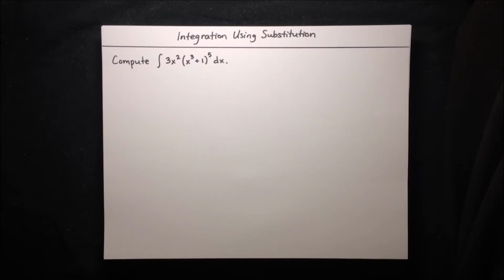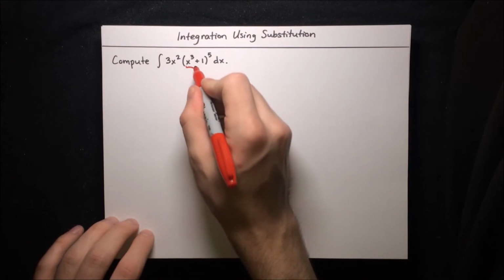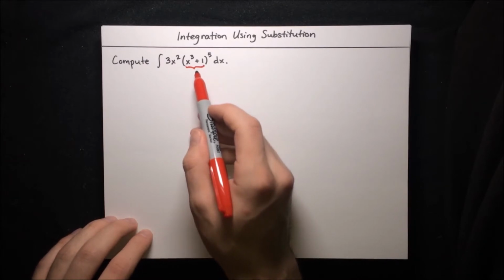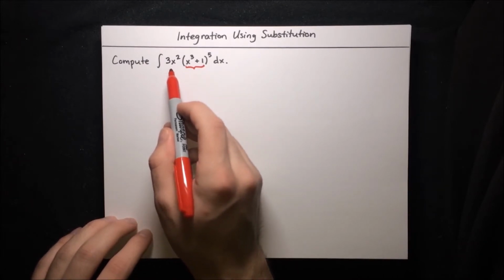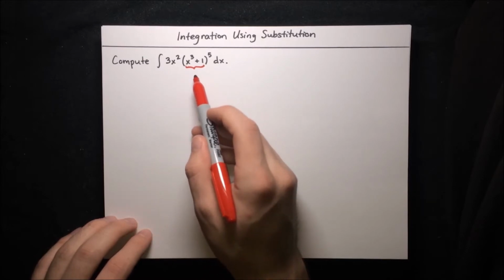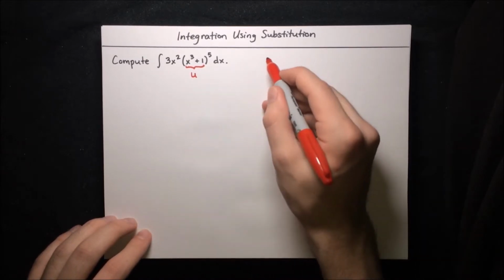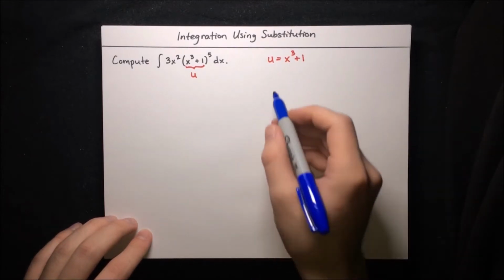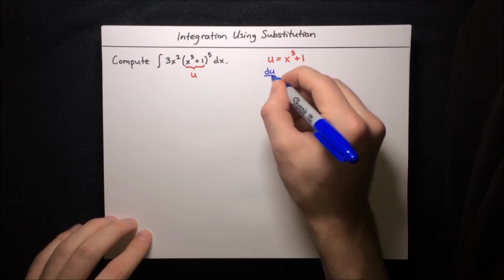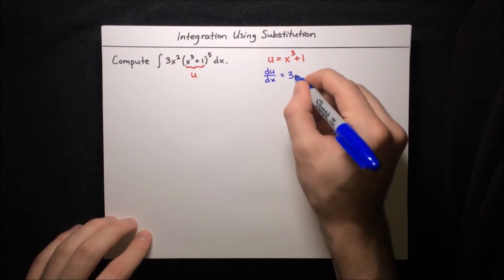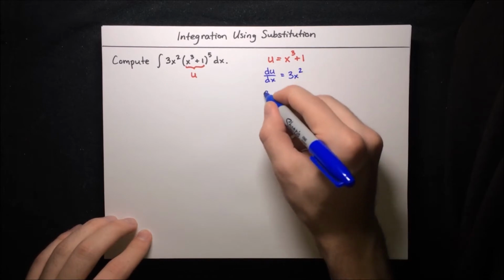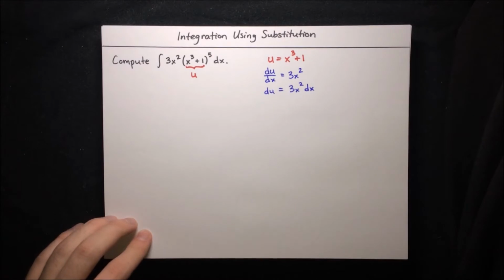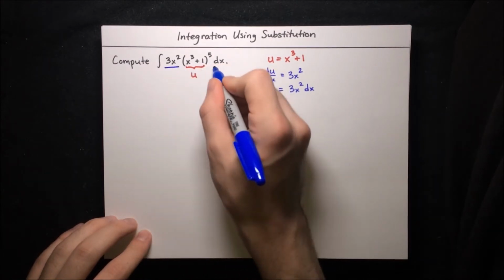First of all, notice that the derivative of this expression inside the parentheses appears elsewhere in the integral. The derivative of x cubed plus 1 is just 3x squared, which appears right over here. This is a good indication that we can use substitution. So we'll let this part be u, that is, u equals x cubed plus 1. Then if we take the derivative here, we have that du dx equals 3x squared, which means that du equals 3x squared dx. And that's exactly what we have right over here, 3x squared dx.